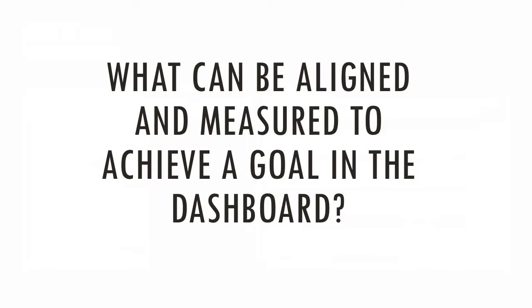So what can be aligned and measured to achieve a goal in the dashboard? The Goal Performance Dashboard aggregates student performance data from a number of sources: rubrics, including rubric criteria, tests or test questions, assignments, discussions, blogs, wikis, journals, and even the Grade Center columns. This is where you can create columns for non-Blackboard assessments data entry and then align to goals.